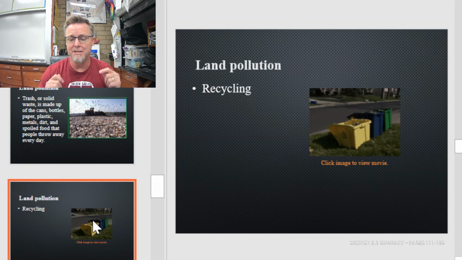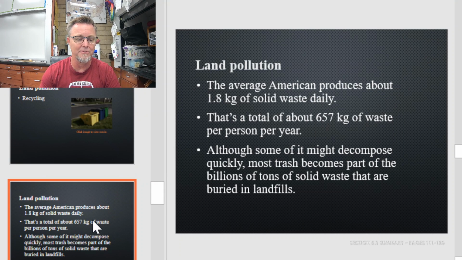Reduce means we're going to use less of whatever it is we're using, plastic, glass, whatever. Reuse means we're going to take something like a plastic bottle and use it more than once before we recycle it. And recycling means we're going to take that plastic bottle, we're going to run it through a process, break it down into its individual little chunks of plastic, and maybe make something else more useful out of it.